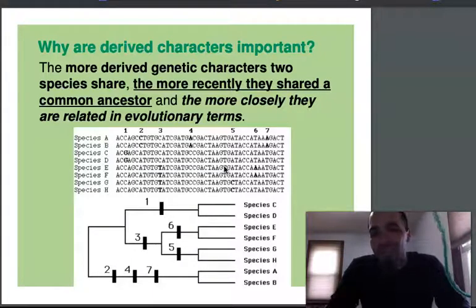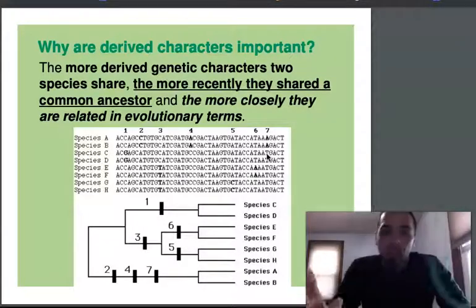You can even look at the DNA evidence. If you look at species A through H, all these things that are highlighted are their differences. Species C and D may only have one difference between them. Species E and F have 6. 5, 2, 4, 7. All of these numbers refer to the DNA evidence. The more DNA they have in common, the more closely related they are.